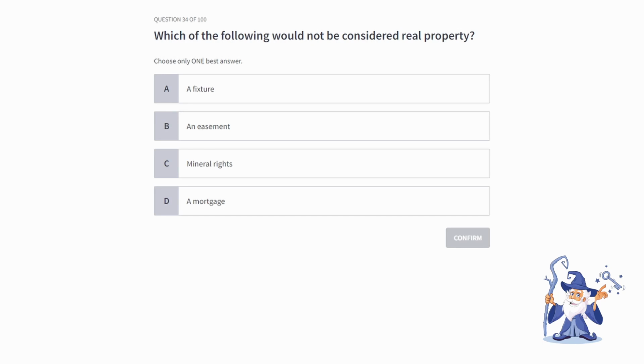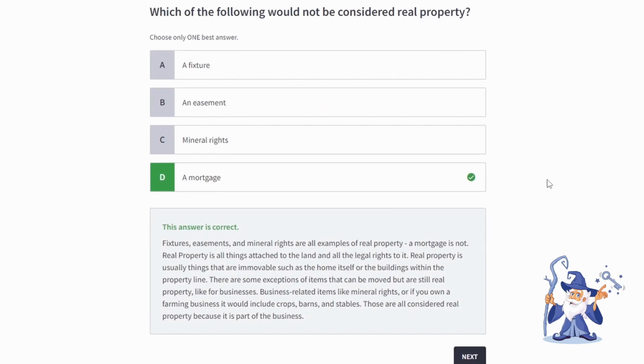Okay, so what is the correct answer for this one? Well, it's going to be D. That's right, a mortgage. So, fixtures, easements, mineral rights, those are all examples of real property. A mortgage obviously is not. Real property is, again, all things attached to the land and the legal rights to it. Real property is usually things that are immovable, such as the home itself or the buildings within it.